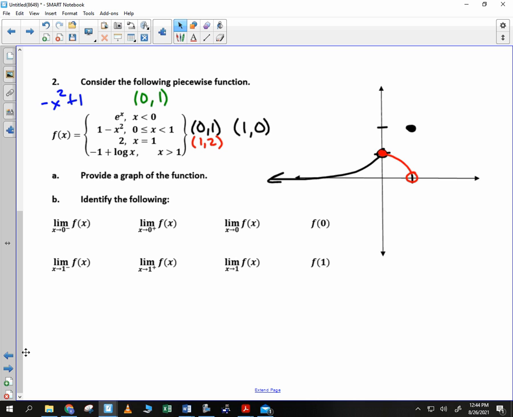And for the last one, negative 1 plus logarithm of x. Okay, we talked about what that function looked like. Let's now plug in 1. You're going to see this come up throughout the year. Let's understand what this means. The first time you do it, you'll be confused. Okay, we're going to plug in 1.